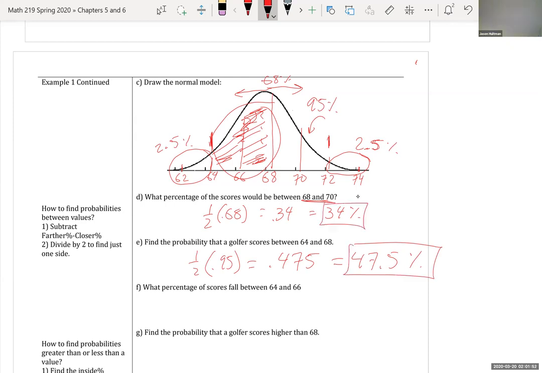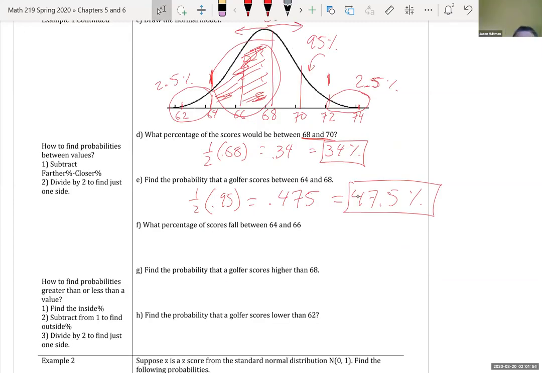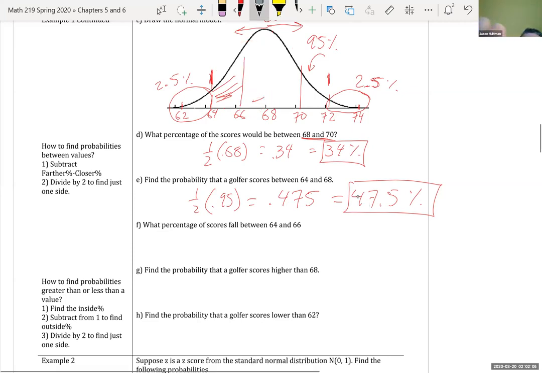Okay, find what percentage of scores fall between 64 and 66. Okay, so that's a little bit more interesting. Well, let me erase a lot of what I've done here, except for the bottom. Don't want to erase that.